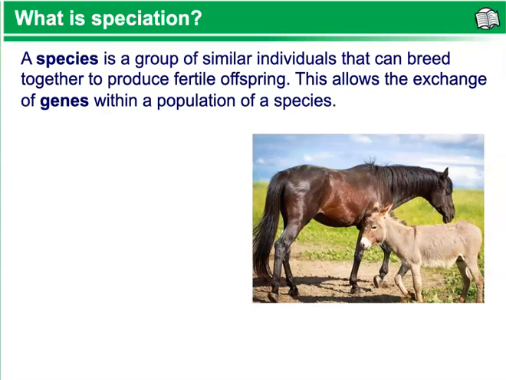A species is a group of similar individuals that can breed together to produce fertile offspring. This allows the exchange of genes within a population of a species.